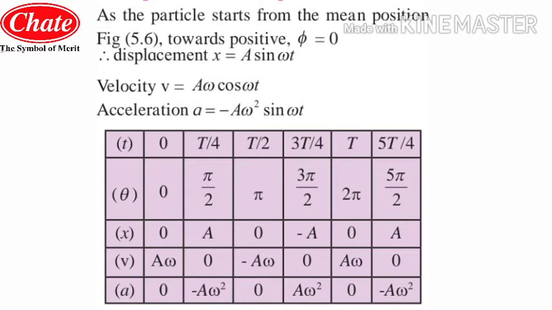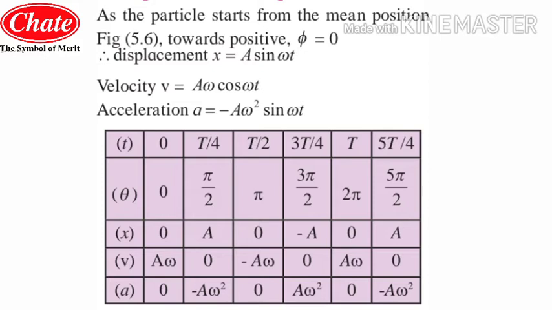So these are the three equations that we have formed: the displacement x is equal to a sine omega t, velocity v is equal to a omega cos omega t, and the acceleration a is equal to minus a omega square sine omega t. These are the three formulas we are going to use to prepare the chart. Now we will see how to prepare the chart in a sequential manner.